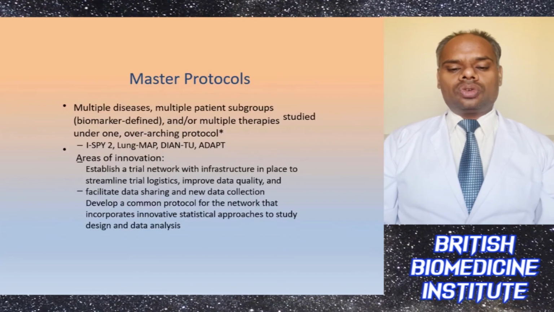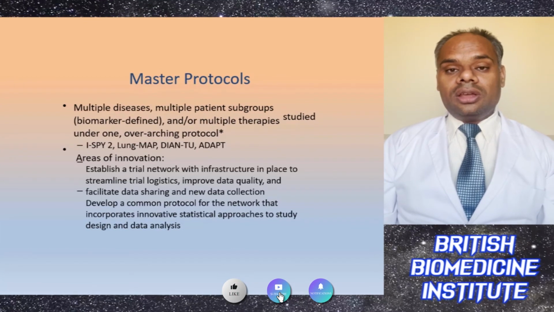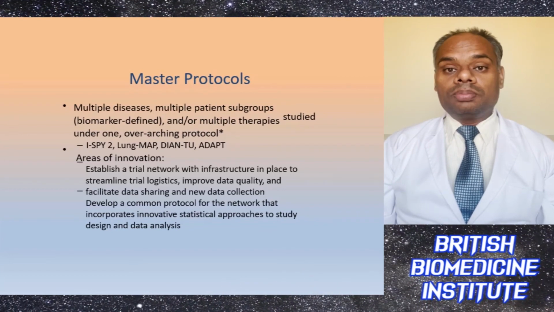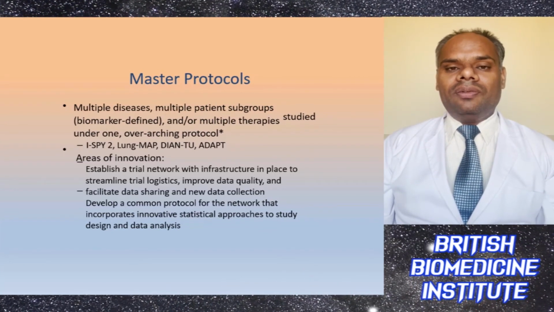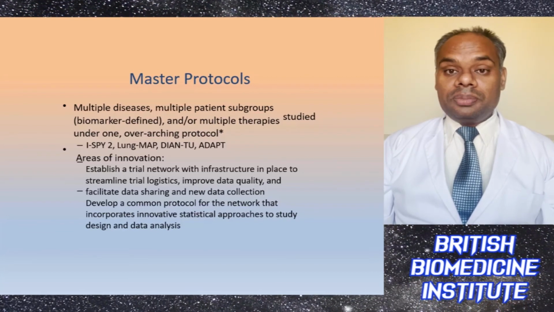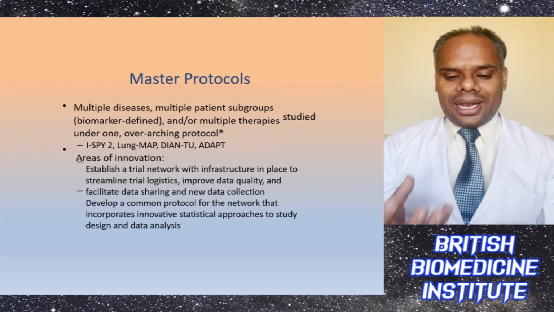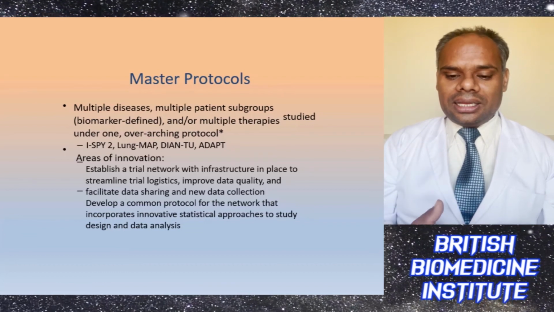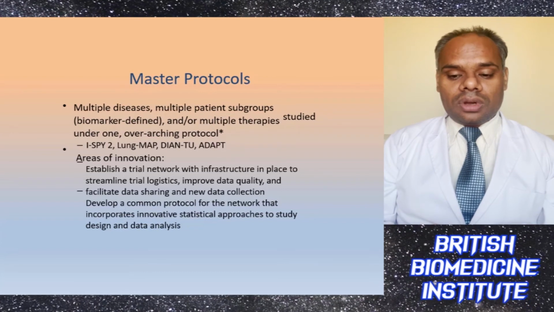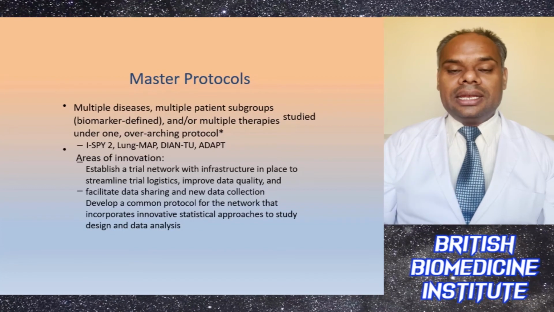So under the master protocol, we can carry out multiple diseases, multiple patient subgroups, or we can say biomarkers, and multiple therapies which can be studied under one overarching protocol. There are various areas of innovation, like we can establish a trial network with infrastructure in place to streamline trial logistics. We can improve data quality. We can facilitate data sharing and new data collection. We can develop a common protocol for the network that incorporates innovative statistical approaches to study design and data analysis.